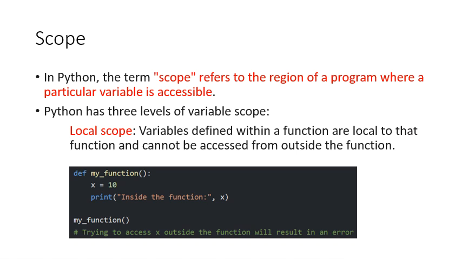Then within that function we are using the print statement, print inside the function, and the value of x will be printed, and my function, this is the name of the function which can be called here. So in this kind of function declaration, the variable has local scope. That means variables defined within a function are local to that function and cannot be accessed outside of the function.